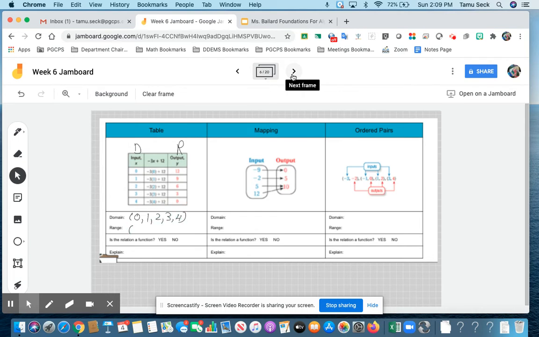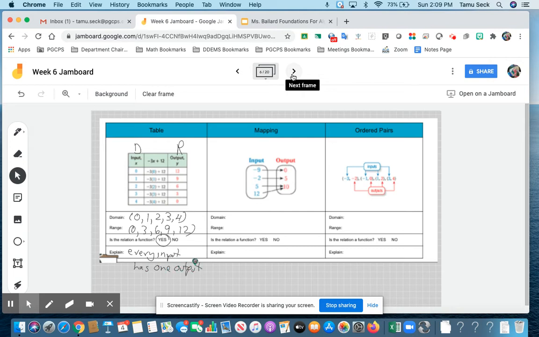And notice the outputs, the numbers are going down. So we can't put them like that when we talk about the range. We have to put them in order from least to greatest, and the numbers can't repeat: 1, 3, 6, 9, and 12. Now, is the relation a function? Well, the relation is a function if each input has only one output. So the input actually doesn't repeat. So the answer is yes. And the reason why is every input has one output.